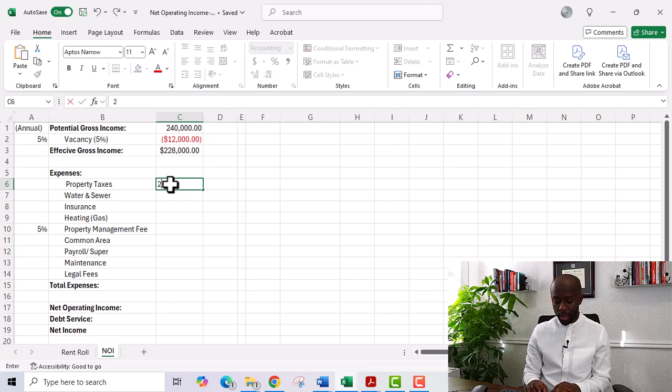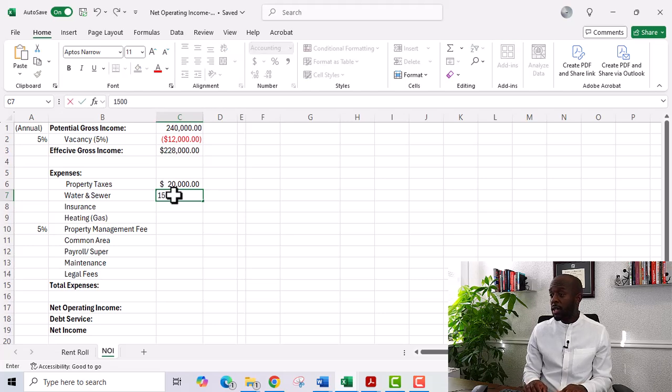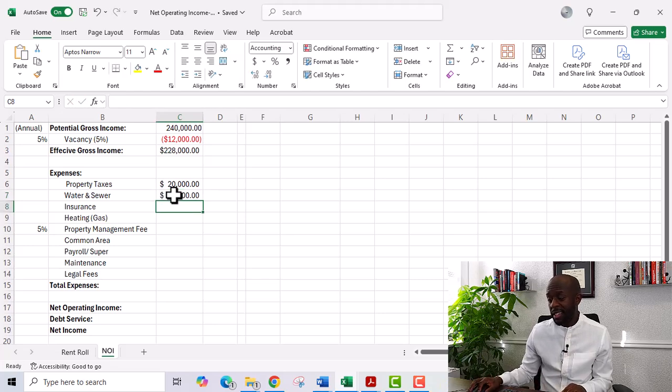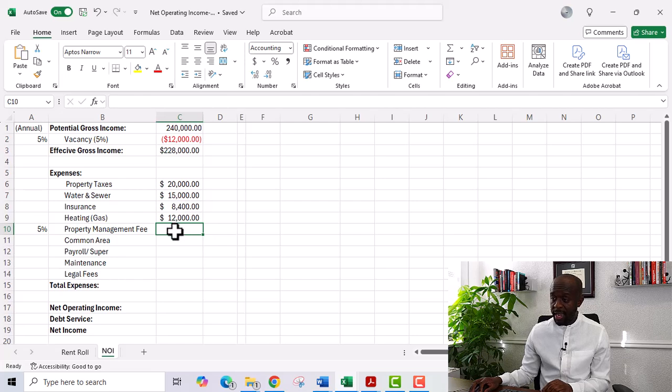We have taxes on the property, which is going to be about $20,000 for the entire year. So we're calculating our NOI and we're going to be using our annual numbers. Our property tax is going to be $20,000 for the entire year. Our water and sewer is going to be, let's say, $15,000 for the entire year. We have the insurance that we're going to be paying on the property. That's going to be $8,400 for the entire year. We have our heating and gas, which is going to be $12,000 for the entire year.